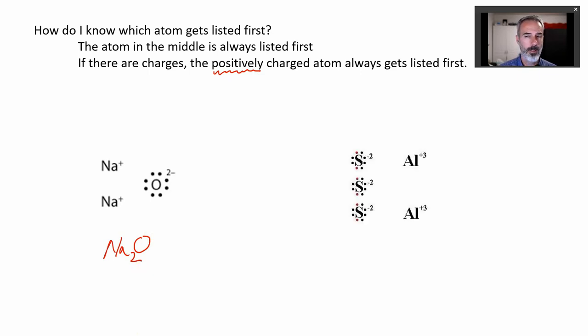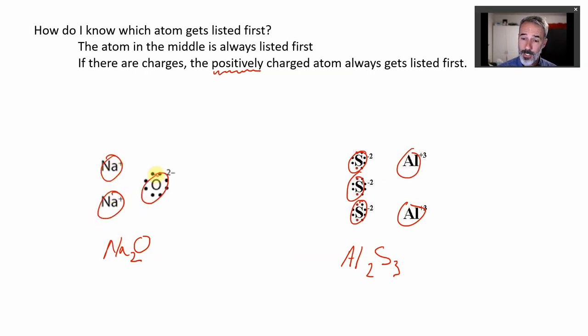What about this one? And I'll tell you, I'm being a little bit tricky. I want you to write in the formula for that one. Did you remember the positive one goes first? So I would do AlS. There are 2 aluminums and 3 sulfurs, right? 1, 2, 3 sulfurs and 2 aluminums. Just like over here, there were 2 sodiums and 1 oxygen. So if you have things that are charged, the positive one always gets listed first. And you notice we don't write the charges in there. The charges don't show up, but the positive one goes first.